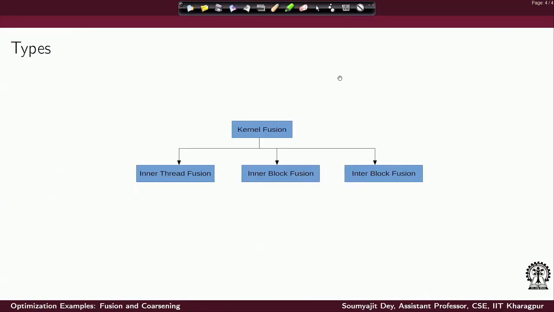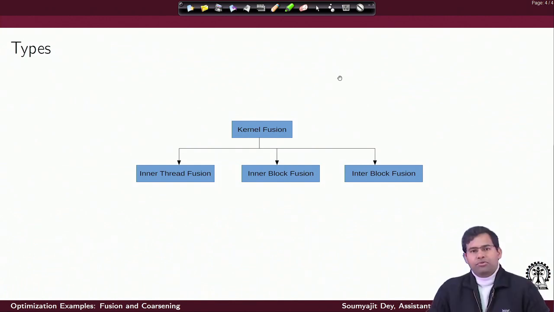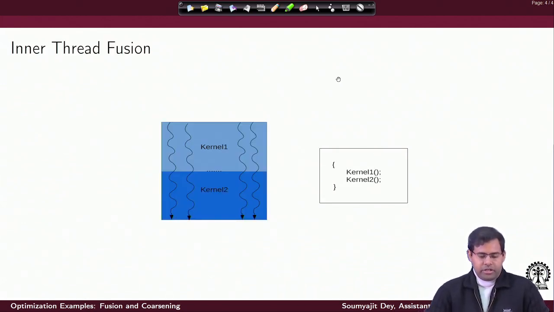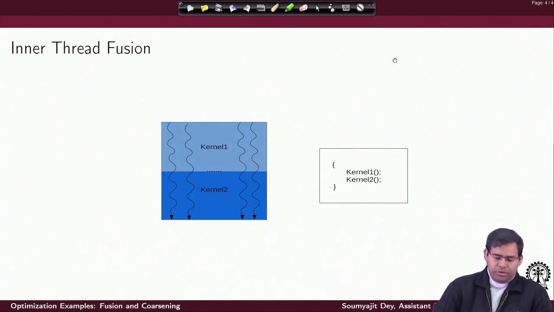Welcome back. In the last lecture we just started the discussion on kernel fusion, one of the possible optimizations in GPU programs, and we classified the different kinds of fusion optimizations that are possible. Just to recall, they were inner thread fusion, inner block fusion, and inter block fusion. So, let's get into the detail of what inner thread fusion is.